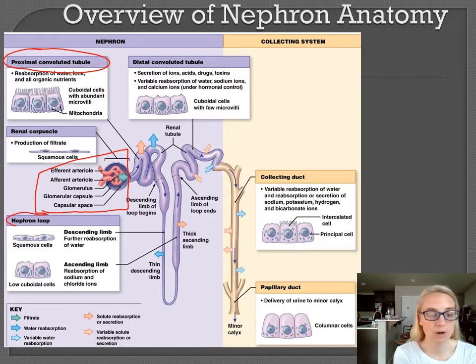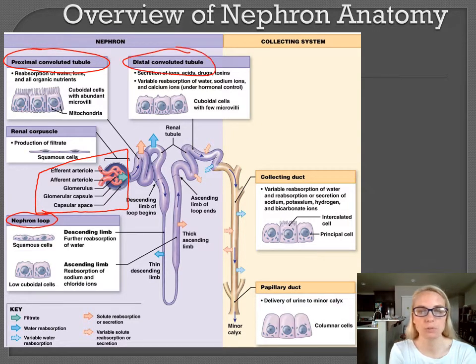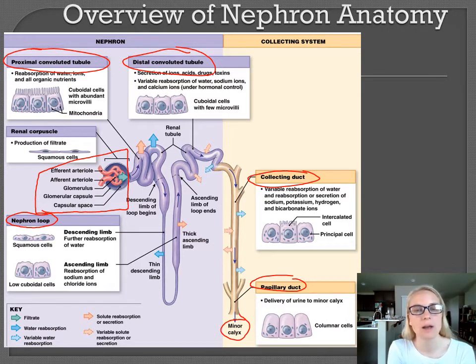We will then move on, as the filtrate moves through this path, to the nephron loop, sometimes called the loop of Henle. There's a descending and an ascending limb, so it goes down and then comes right back up. And then that filtrate moves into the distal convoluted tubule, or DCT. And then we'll talk about the physiology that happens there. And then all of the nephrons drain into the collecting ducts, which will lead to the papillary ducts, which will lead to the minor calyx, which is that collecting structure at the tips of each of the pyramids. So this is our path.